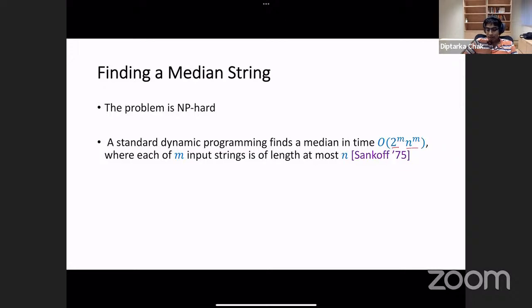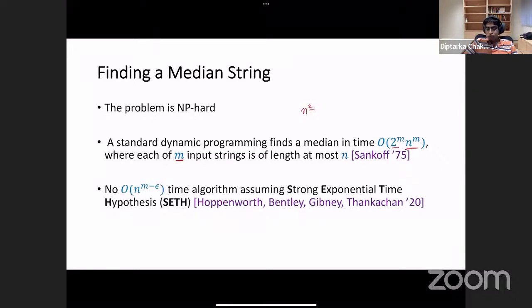And that is why I was also saying that this is an extension of the two string case, like when we find the edit distance, because there m is 2, and that's why we were getting n square. Now, instead of two strings, I have m strings, so I am getting n to the m running time. And unfortunately, it is also known that under the assumption of ACTH, we cannot get much better than this running time.